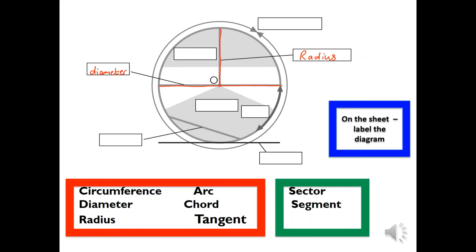It's essential for you to know that the diameter is equivalent to 2 lengths of the radius. So it's twice the size of the radius. So next I'm going to go through chord.